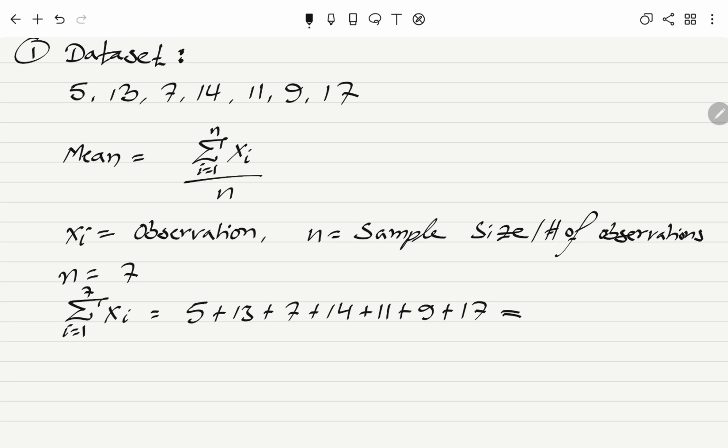If you want to do that in the calculator, I'm just going to put that in. So I get 5 plus 13 plus 7 plus 14 plus 11 plus 9 plus 17. I get 76. So our mean would just be 76 divided by 7, and I get 10.86, rounded to 2 decimal places. So that's the mean for this data set.